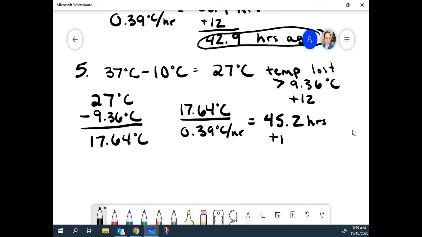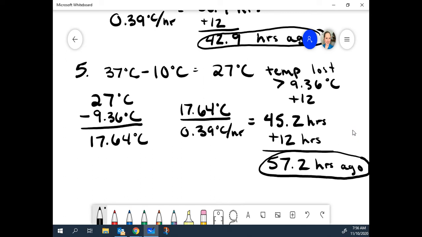Nope. I have to add back in the first 12 hours. So now I'm looking at 57.2 hours ago as the right answer. Is that better?